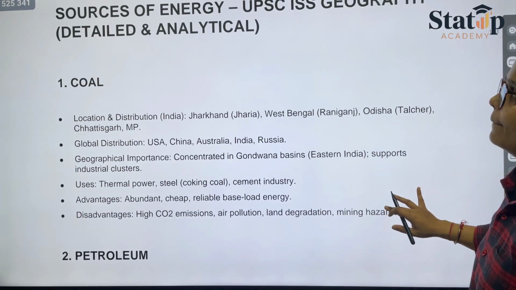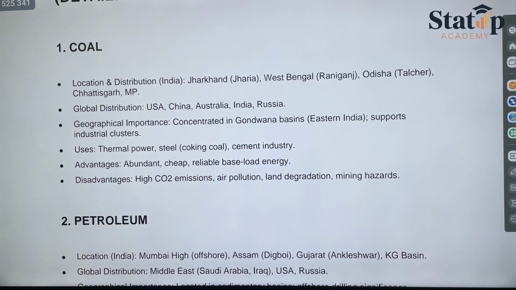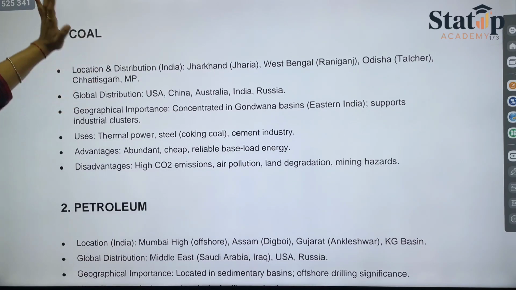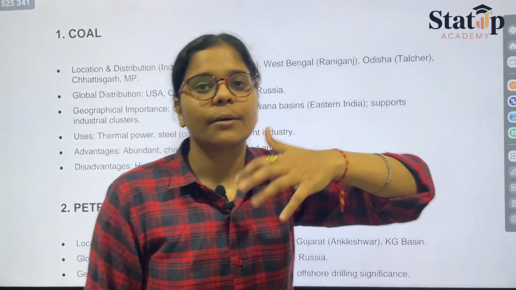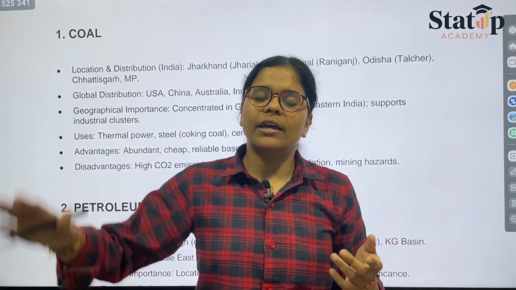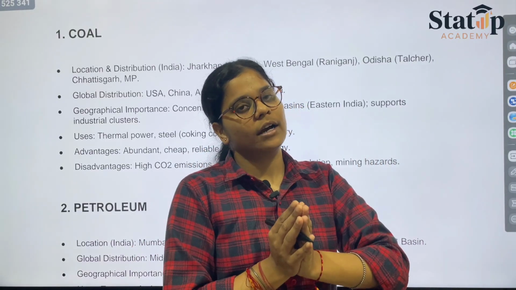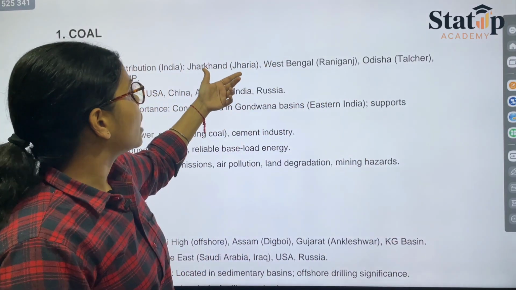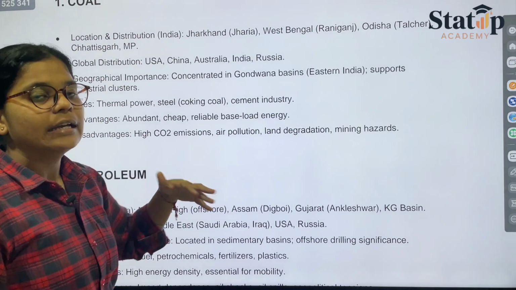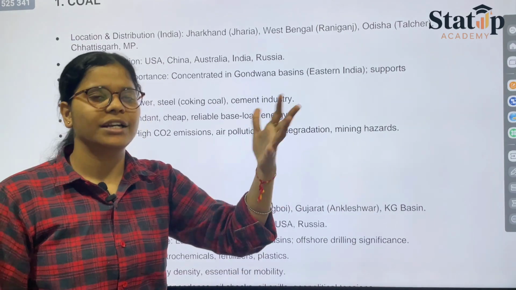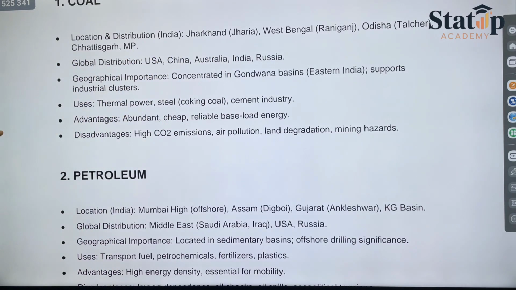Coming on to the first non-renewable source of energy, the first one is coal. When we talk about coal, we need to study what its location and distribution are, and where we can find coal. When we were discussing the major things regarding minerals, we discussed that the major place where we can find coal is a district in Jharkhand, that is Jharia. Then its global distribution: a minor part is in India, and majorly it is in Russia, Australia, China, and USA.